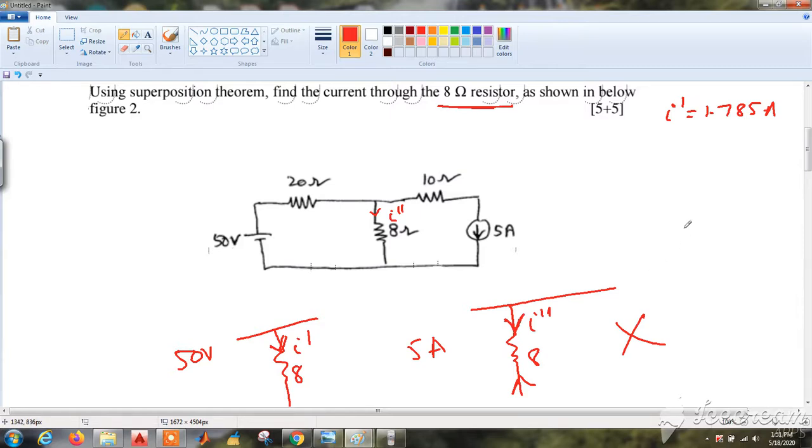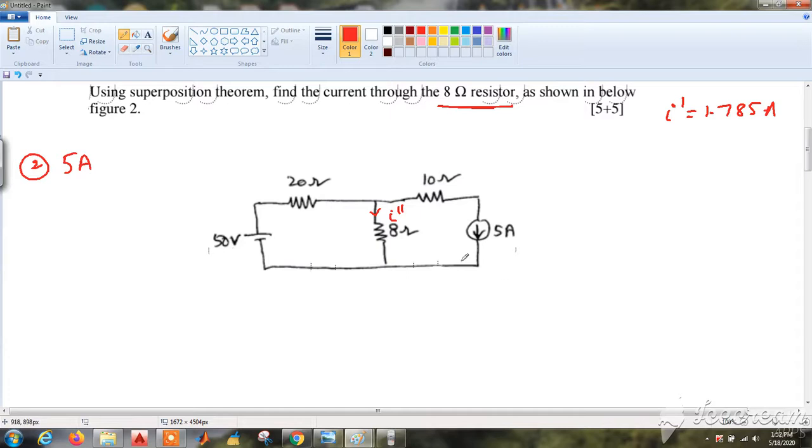So let's move on to the second step, that is we have to calculate the I double dash current while considering the 5 ampere current source only, that is I double dash flowing through the 8 ohm resistor.